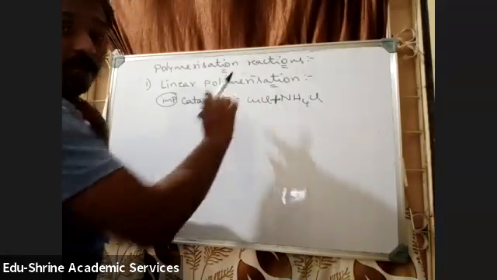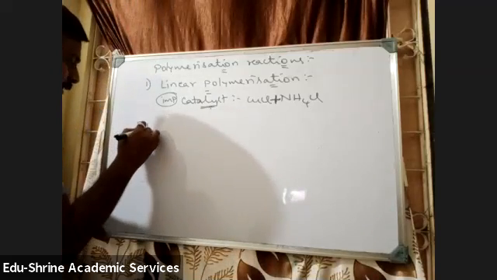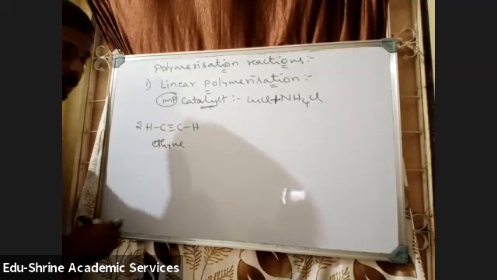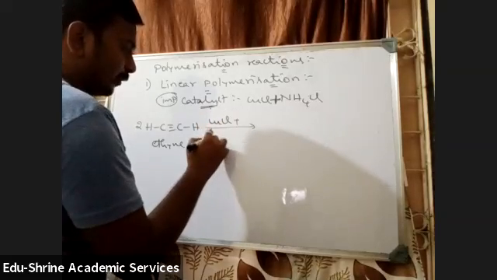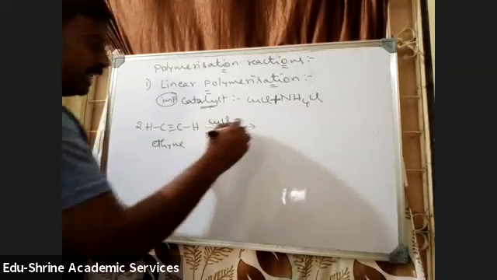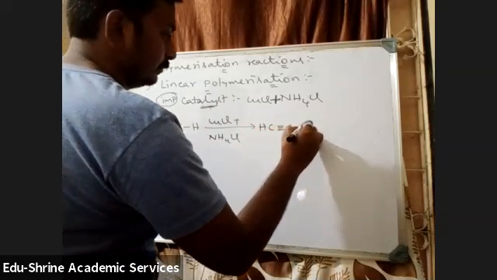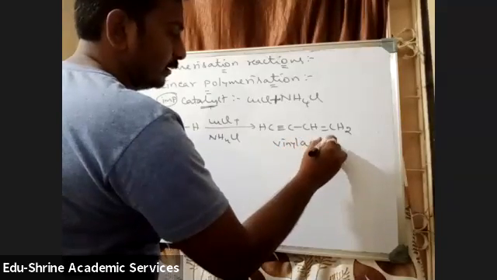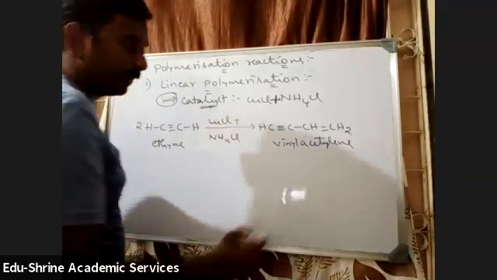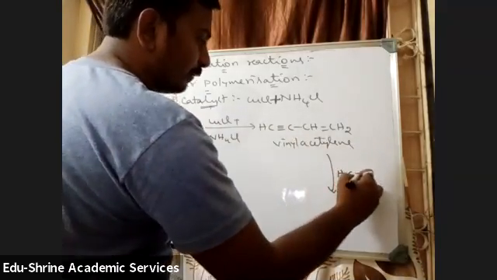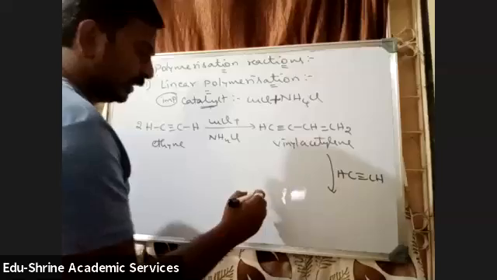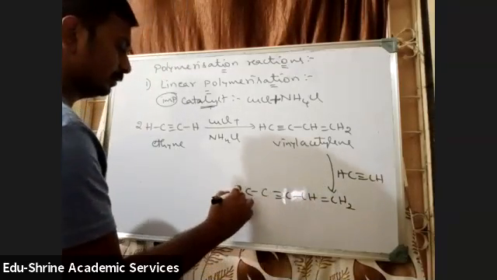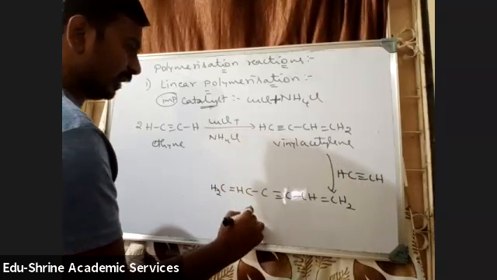So this is the catalyst used for linear polymerization. If I take acetylene, on treatment with CuCl plus NH4Cl, first you will get vinyl acetylene as the product. This is vinyl acetylene. Further, when it reacts with one more mole of acetylene, you will get divinyl acetylene. This is called divinyl acetylene.